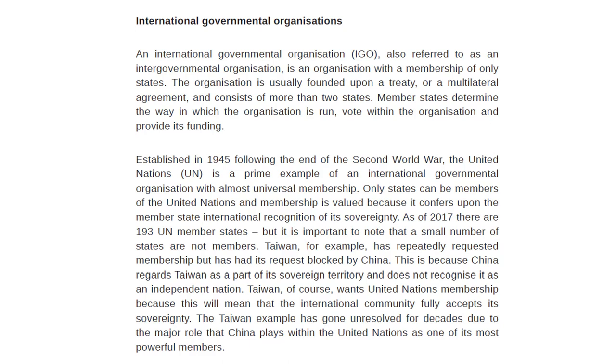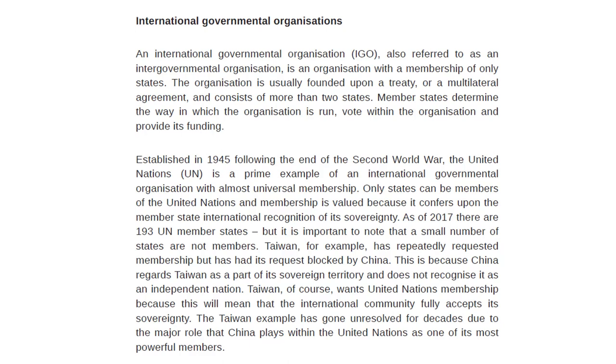As of 2017, there are 193 UN member states, but it is important to note that a small number of states are not members. Taiwan, for example, has repeatedly requested membership, but has had its request blocked by China. Oh dear. This is because China regards Taiwan as a part of its sovereign territory. This is China's claim, right? And does not recognize it as an independent nation.